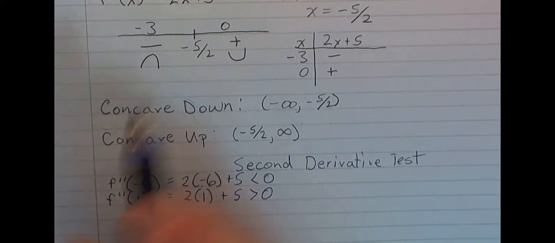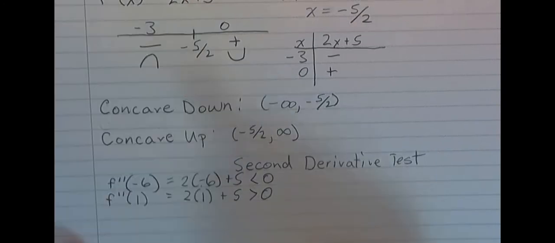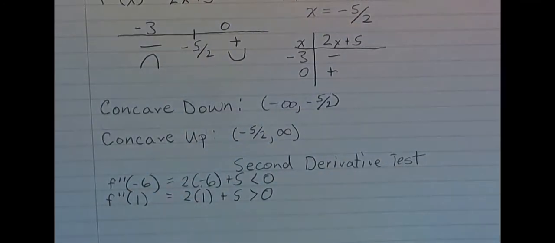Now, if we would have plugged in one of the critical numbers and got the second derivative equals 0, then we would just say, okay, that second derivative test is not going to help us here. It's inconclusive. We don't know. But if you get a second derivative less than 0, that indicates a max, and greater than 0 indicates a min.